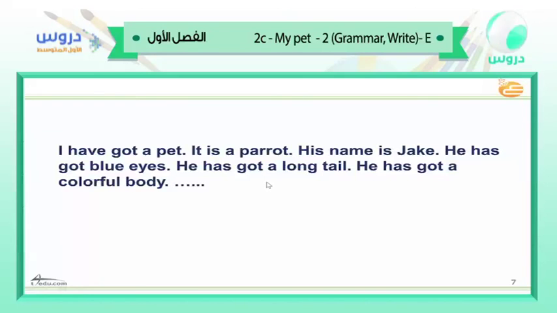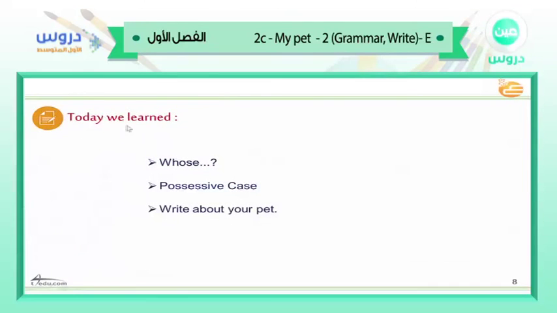Okay, very nice. So today we learned whose, and we used it with questions. We talked about the possessive case, which is apostrophe S or S apostrophe or apostrophe only, and we wrote about our pets. For example, I wrote about my pet, the parrot. And I want you to write. So this is the end of our lesson.